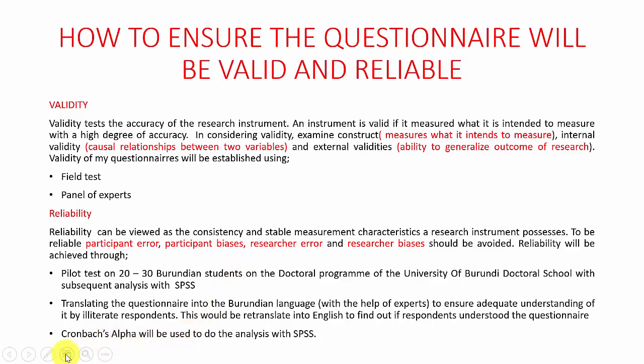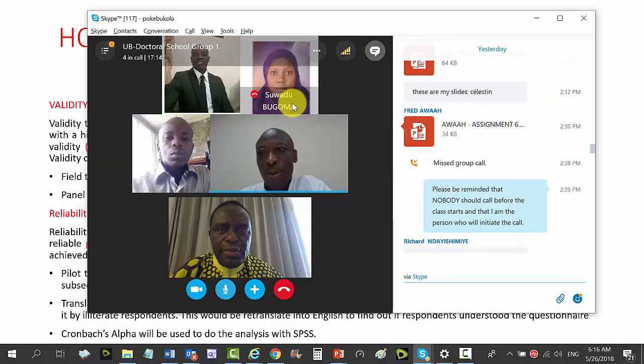Number 2, we'll look at the possibility of translating my questionnaire into the Burundian language so that illiterate folks who are not able to read English will be able to answer it in the local language. Then we'll retranslate it to see if there is some level of consistency. And then finally, to do the analysis, I'll use Cronbach's Alpha through SPSS to see if it is reliable.